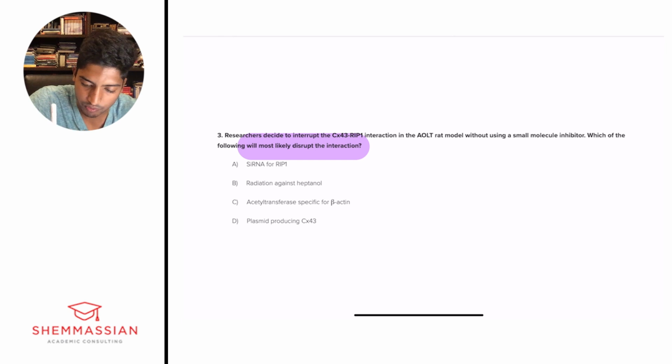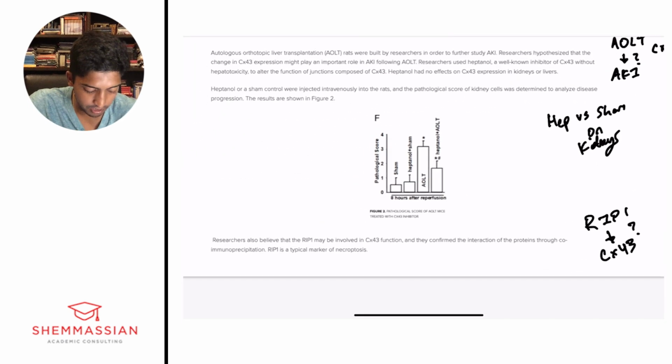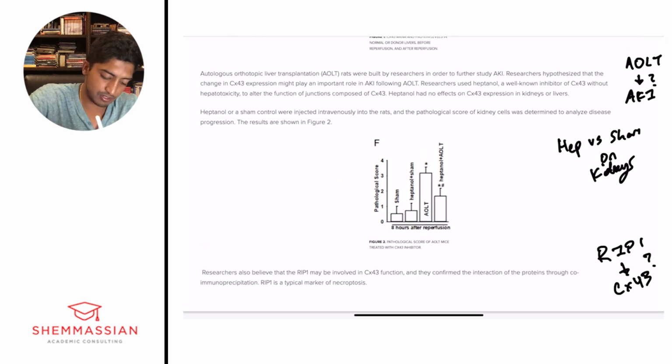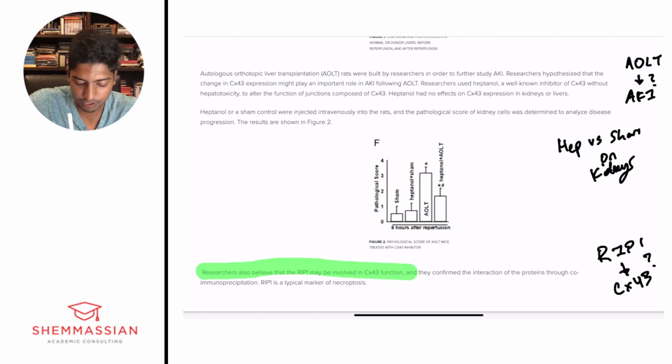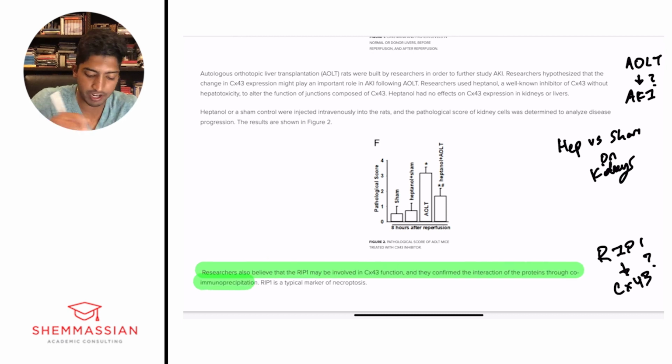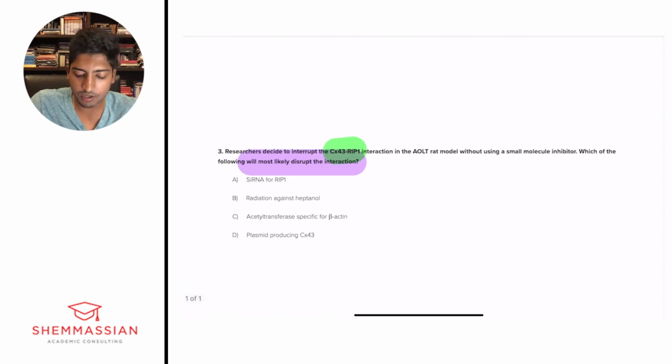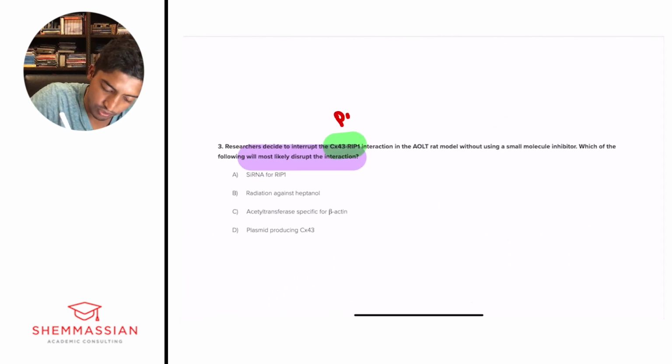Well, we're talking about RIP1, right? And so this is mentioned where? In that final paragraph, right? It says researchers also believe that RIP1 may be involved in CX43 function, and they confirmed the interaction of the proteins through co-immunoprecipitation, right? So since it tells us that it's a protein, we know that it goes through transcription, translation, all of that. And so now we realize that this is a protein-protein interaction.